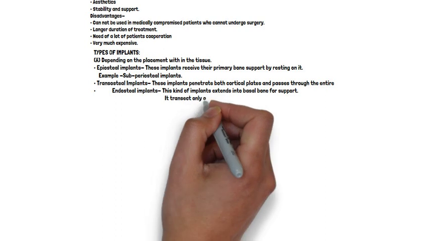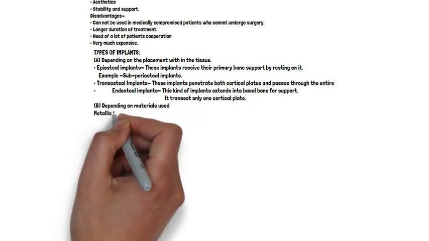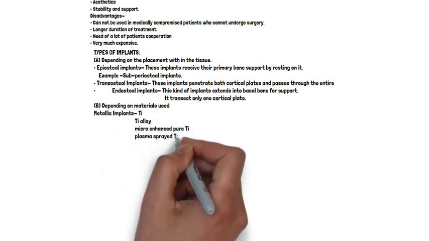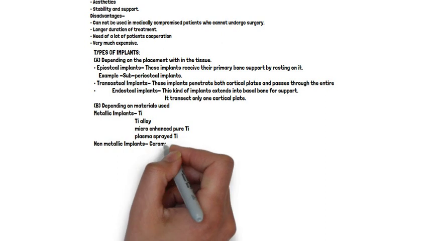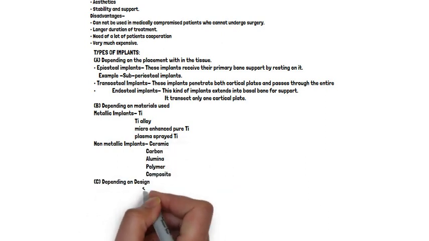B. Depending on materials used. Metallic implants: titanium alloy, micro-enhanced pure titanium, plasma sprayed titanium. Non-metallic implants: ceramic, carbon, alumina, polymer, composite. C. Depending on design: screw-shaped.